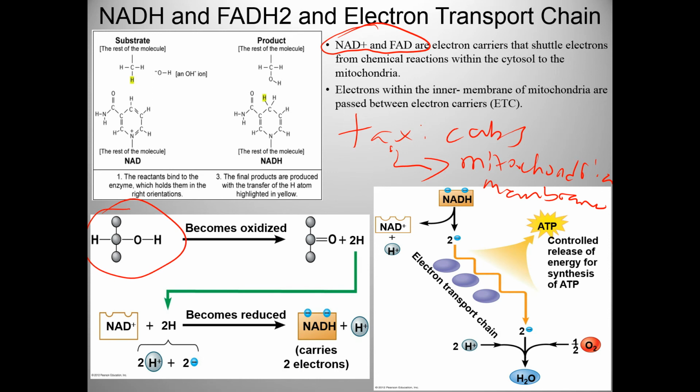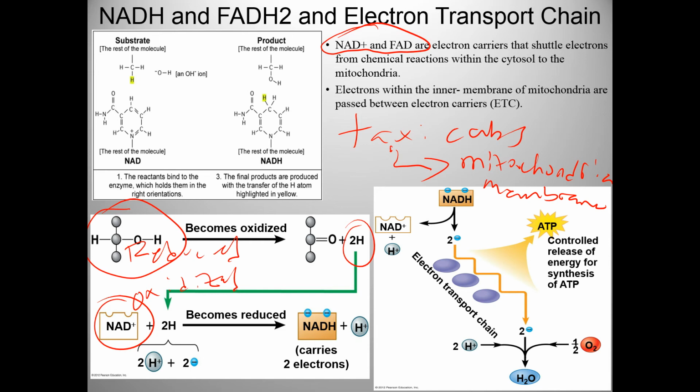Alright. And it's going to become oxidized. So it's going to give up some of its potential energy, some of these electrons, some of these hydrogen atoms. And these electrons get transferred to NAD+. So this molecule initially is reduced, and NAD+ is initially oxidized. So when this molecule which is initially reduced is oxidized, it gives up its electrons to NAD+.